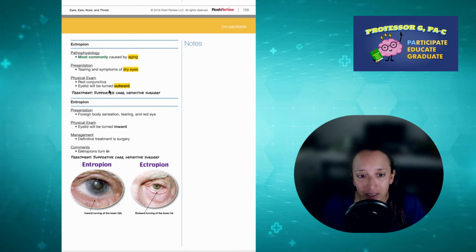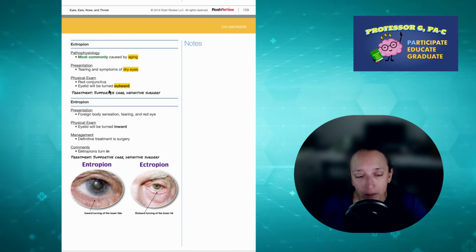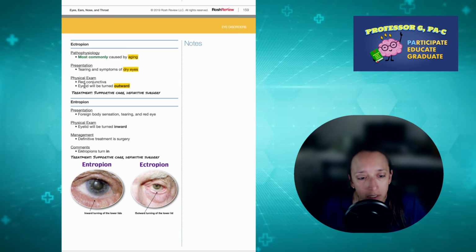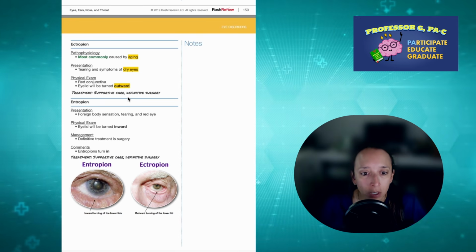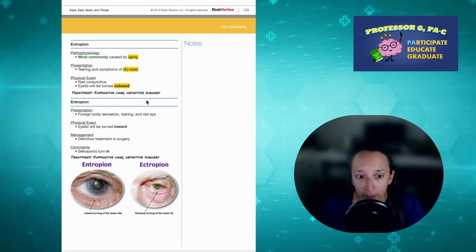These patients have excessive tearing because of dry eyes, because they can't completely close or blink their eye to help flush the tears over their eye. And on physical exam, you might see a red eye and the eyelid will be turned outward. The treatment is going to be supportive care initially, and then definitive treatment will be surgical repair.